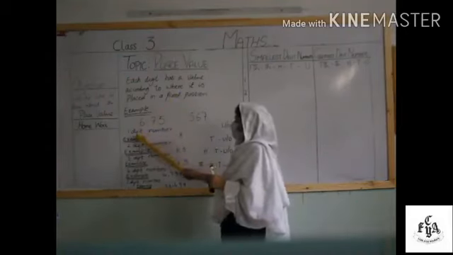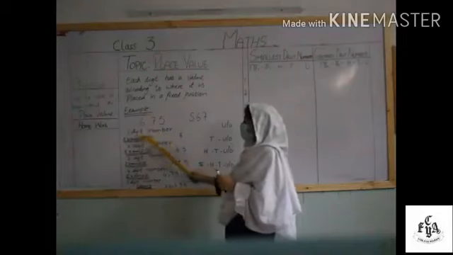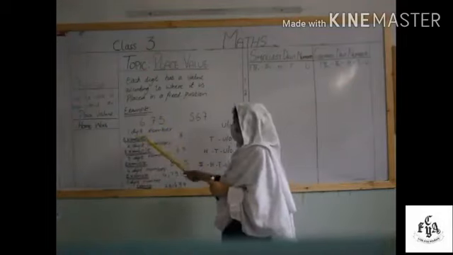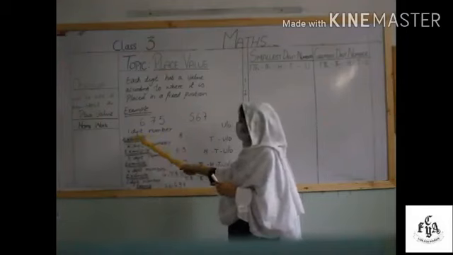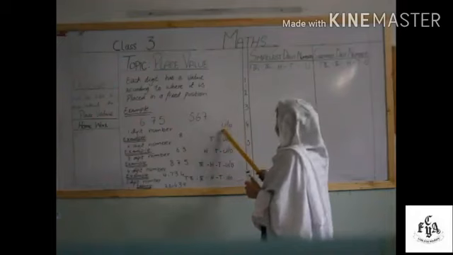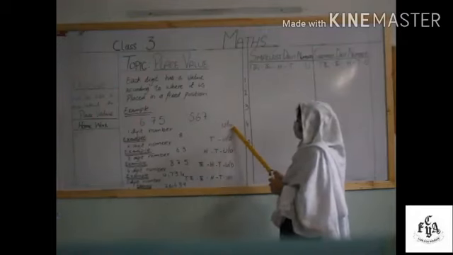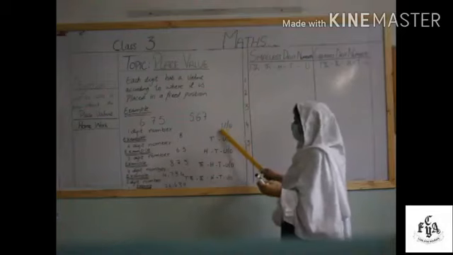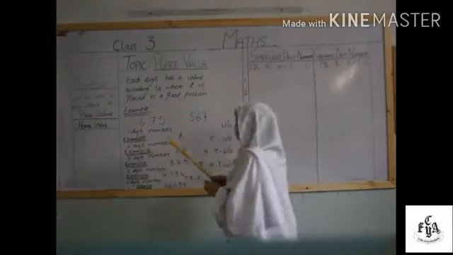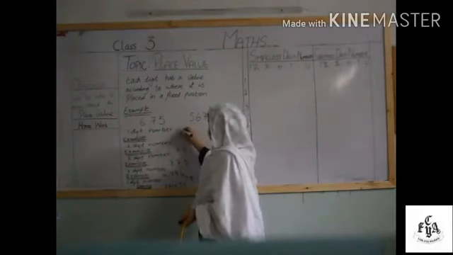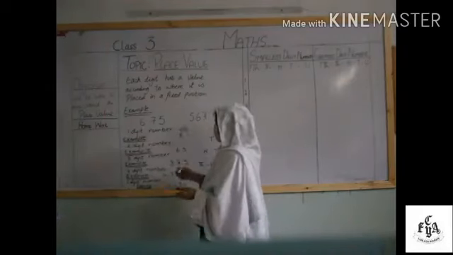Now, as we know, the place value starts from the one digit number, or the counting starts from the one digit number. So the place value of a one digit number is unit or ones. For unit we will write U, and for ones we will write O. The choice is yours if you want to write O or U. Here we have example 8. 8 is a one digit number, so its place value is unit or ones.